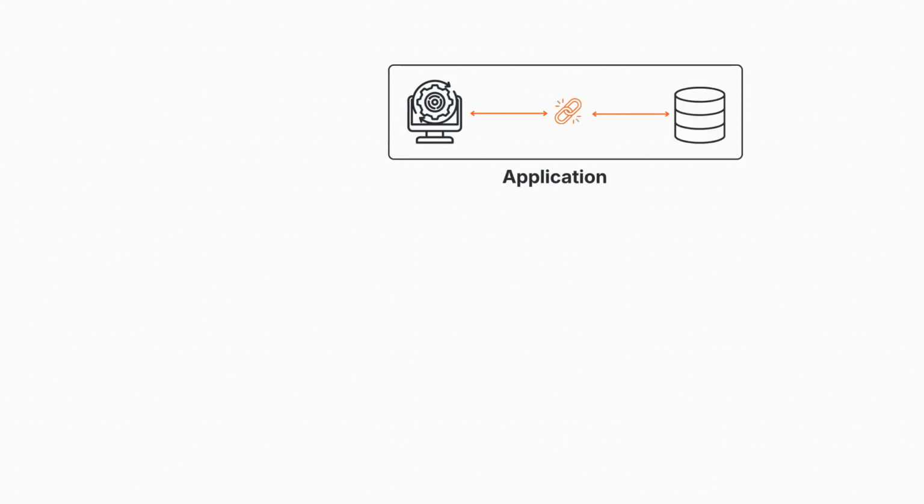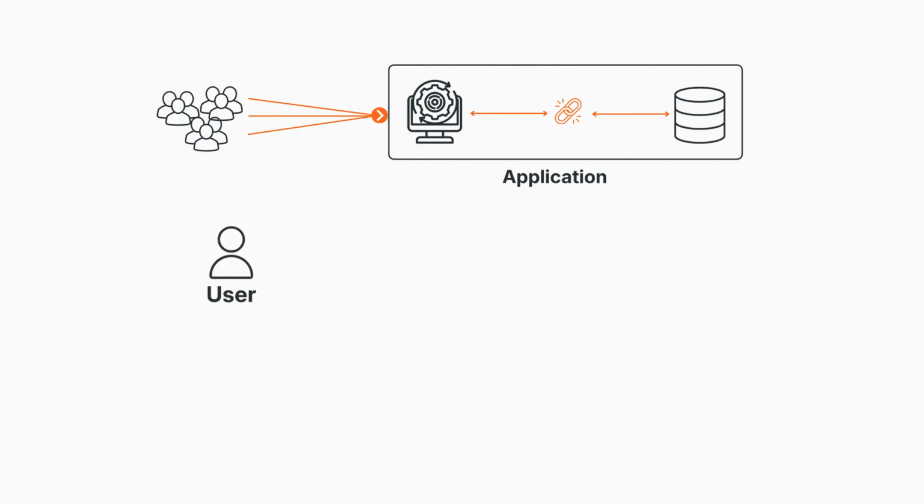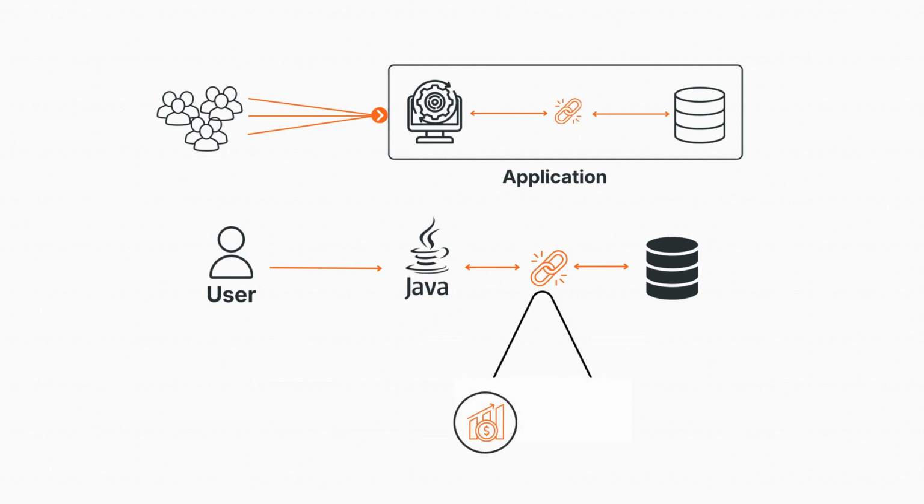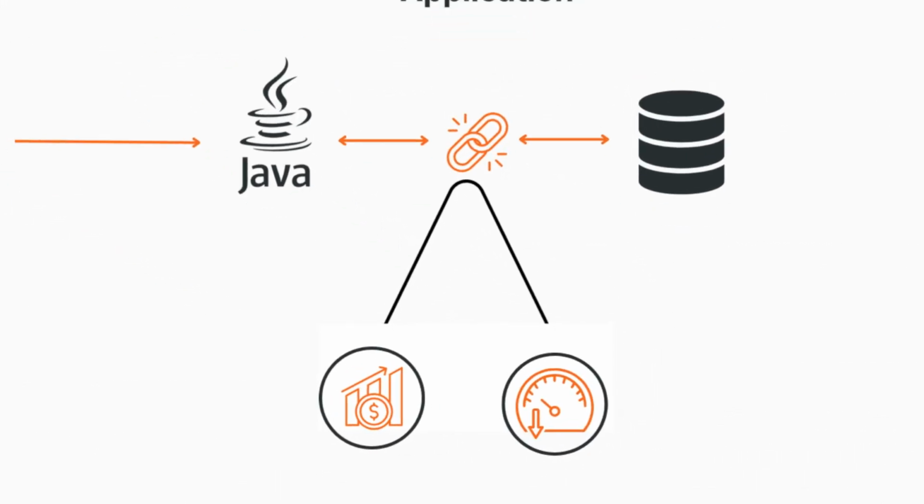Imagine your application suddenly gets thousands of users. Every user needs a database connection. Creating a new connection every time is expensive and can slow down the application significantly. So, how do real world applications handle this problem?